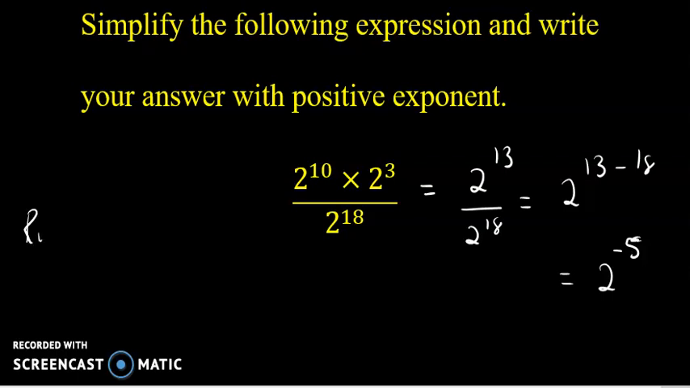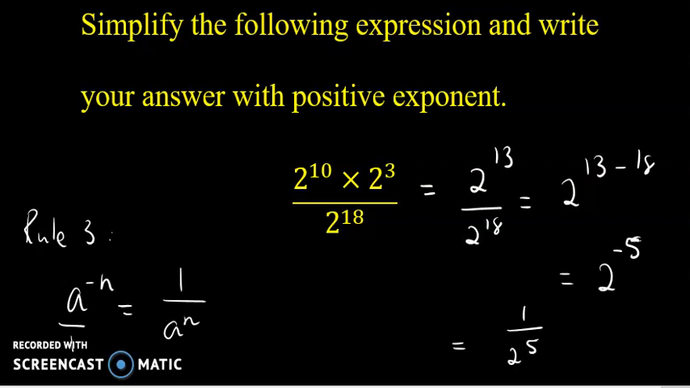So remember rule number 3 of exponent. Whenever you have a to the power negative n, that is the same as 1 over a to the power n. Taking the reciprocal, a to the power negative n over 1 is the same as 1 over a to the power n, but the exponent becomes positive in the denominator. So right here it will be 1 over 2 to the power 5. That's when you write it as positive exponent.